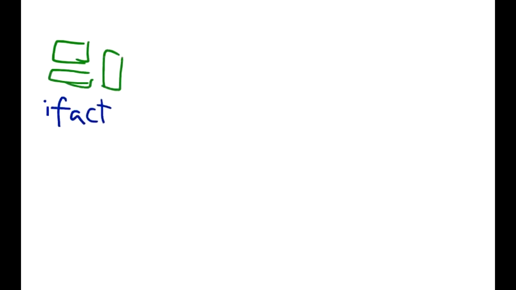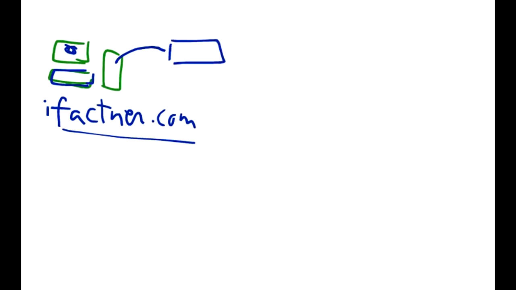We take an example of our web server. Let's suppose we are a client and we would like to visit a page on ifechner.com. On our browser, we type it in and we get a result. How does this all work? We are a client. We are connected to, let's suppose, a router.